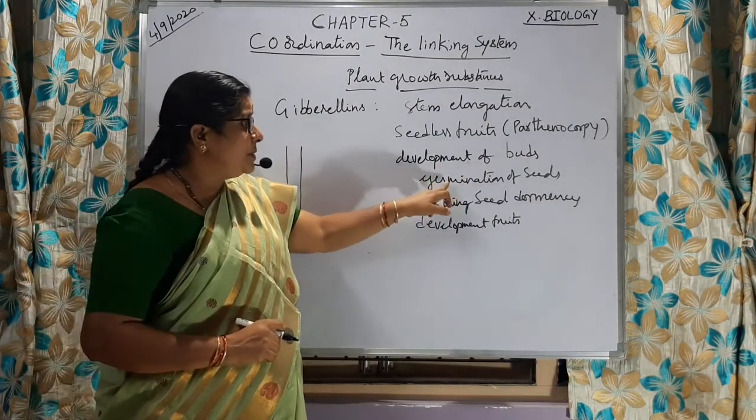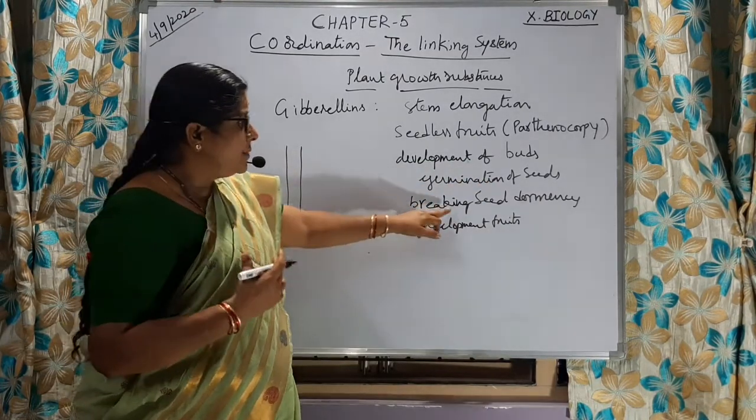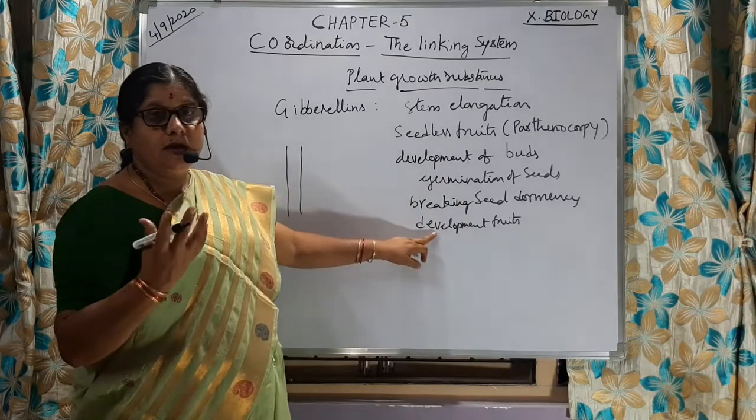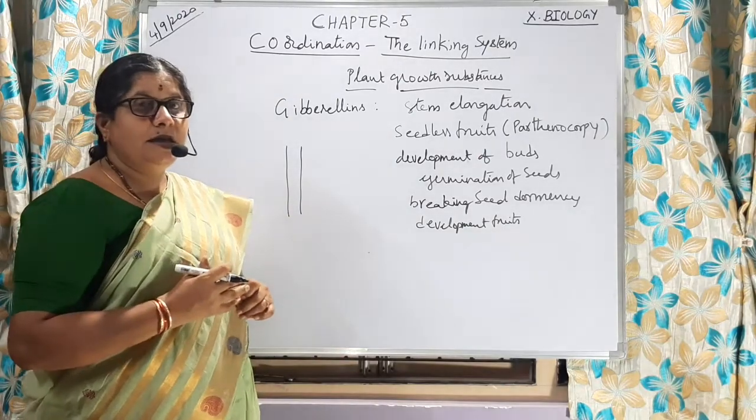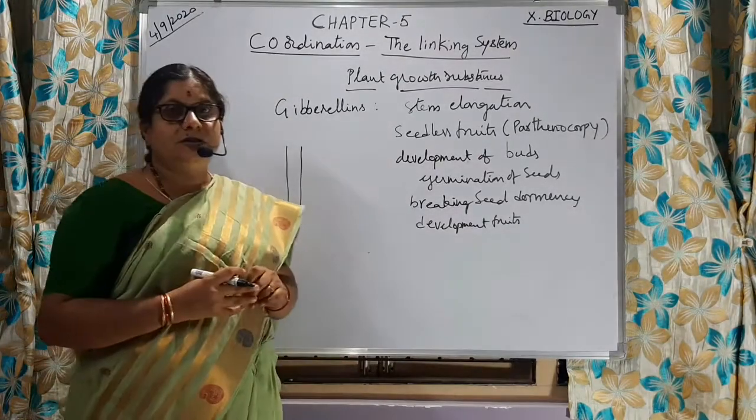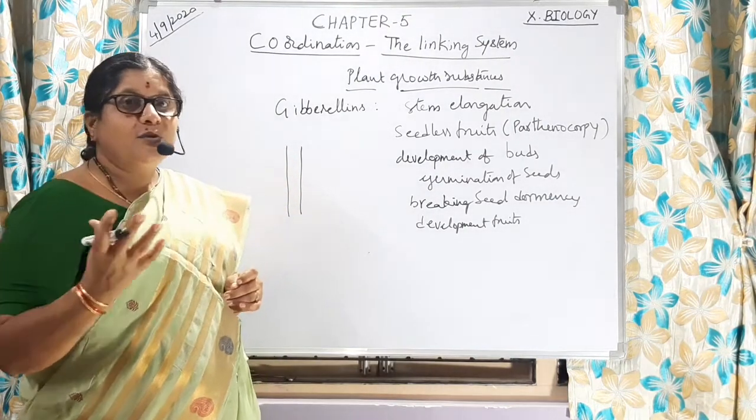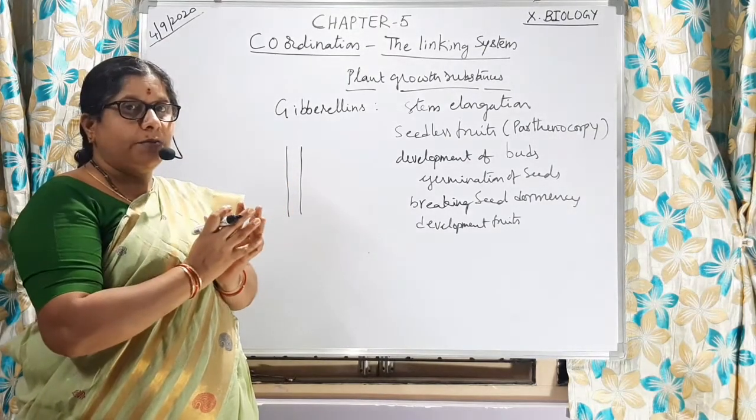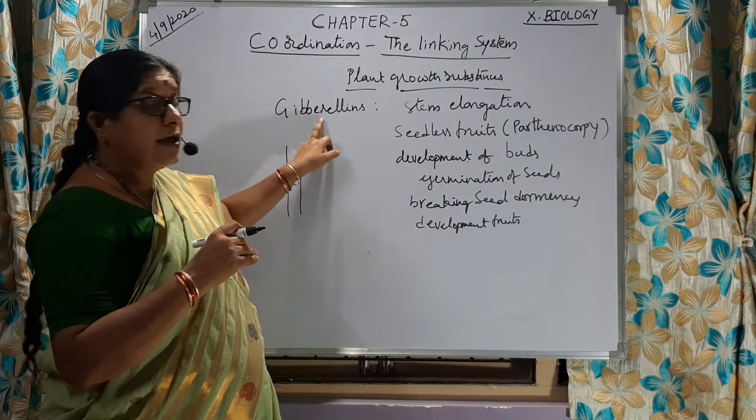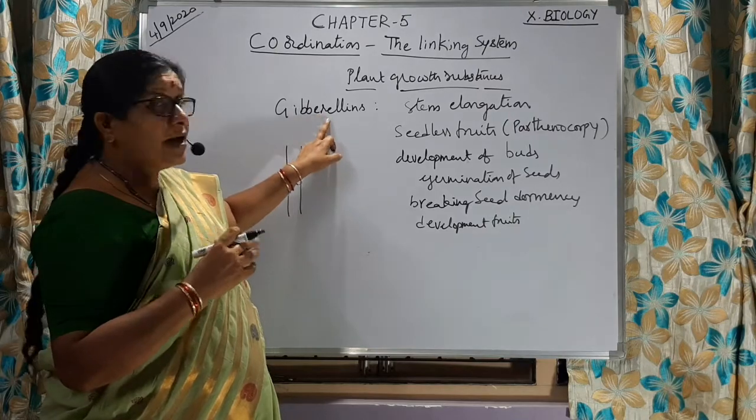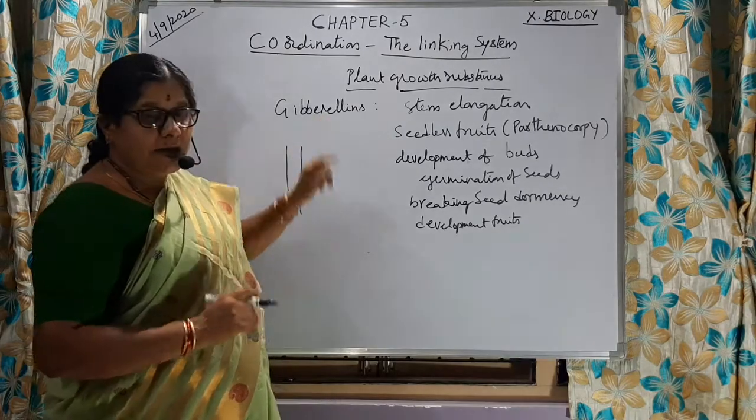Then development of buds, then germination of seeds, sprouting of seeds, then breaking seed dormancy, and fruits development. You might have observed especially in horticulture, these gibberellins are used in fruit setting. Suppose if we see the grape garden, we observe the bunch of grapes. How they are produced means on the plants farmers spray artificially prepared gibberellins, so that fruit setting is happening. That is also because of gibberellins.